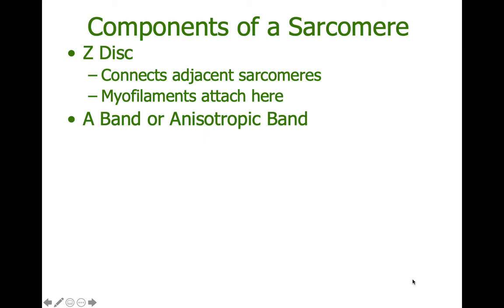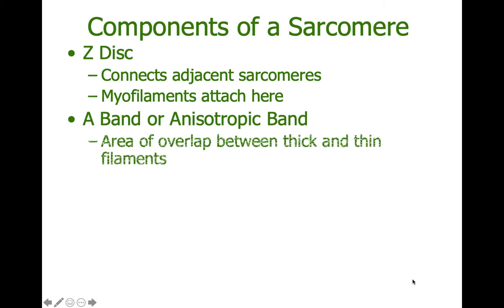We have our A band, or our anisotropic band. This is the area of overlap between the thick and the thin myofilaments. This is where we have this section. We're going to find both thick and thin myofilaments. We're not going to see that in every section of our sarcomere, but in the A band, that's where we see it.